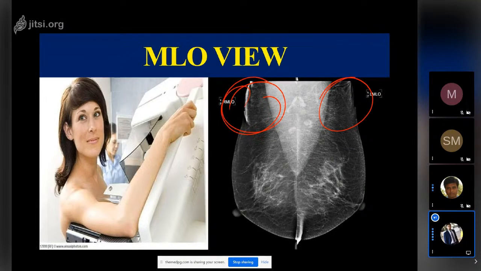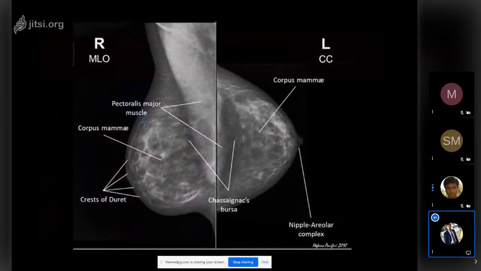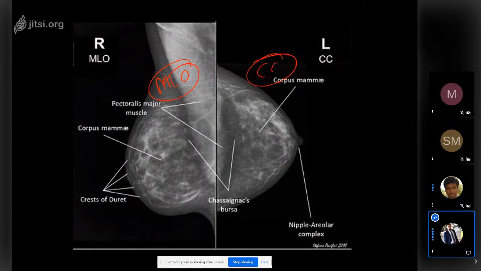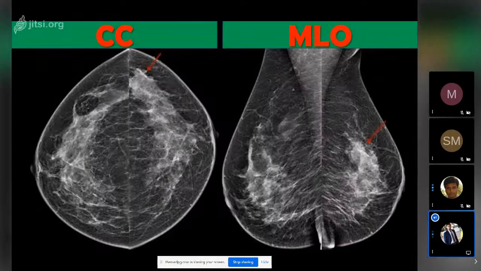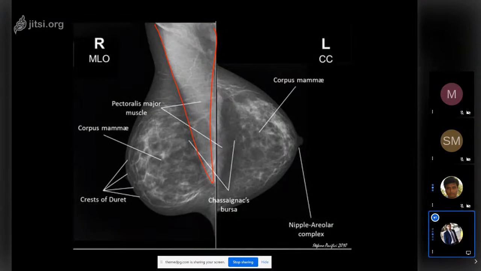Now, if you go to the next image, in this image we can see that one is the mediolateral oblique view, one is the craniocaudal view. Now, what exactly do we see in the mediolateral oblique view? We can see that there is the pectoralis muscle. There is no pectoralis muscle seen in case of the craniocaudal view. And here, this is the skin surface, and along with the skin surface, we can see this is the mammary tissue.